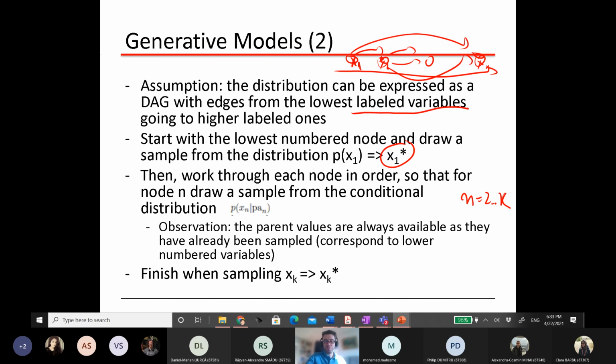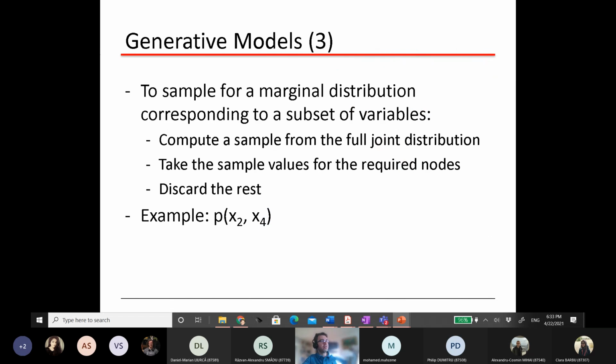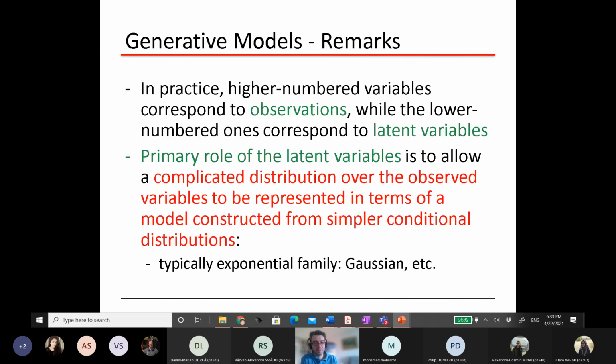And the last node to sample, of course, would be xk, the last one. And right now we have a sample from x1 up to xk. So we have a sample from the complex distributions that we have expressed as a Bayesian network. If we only want a marginal distribution, so let's say we don't want x1 to xk, we only want x2 and x4, we do exactly the same thing. So we sample the full distribution, we discard the rest, and we only keep the required nodes, like only x2 star and x4 star. So actually the algorithm is the same if we want only specific samples.